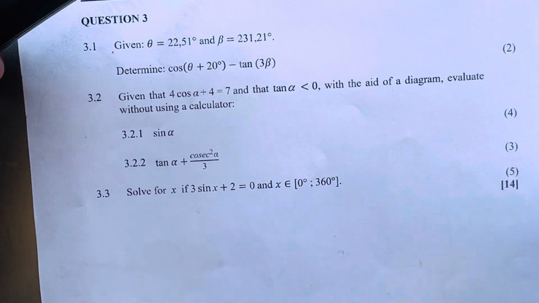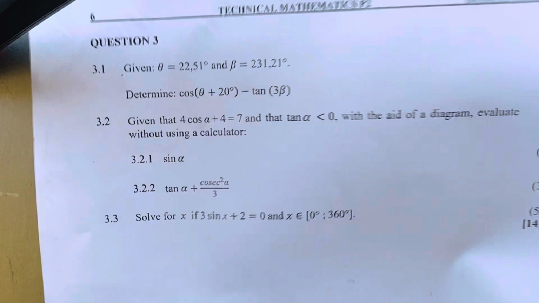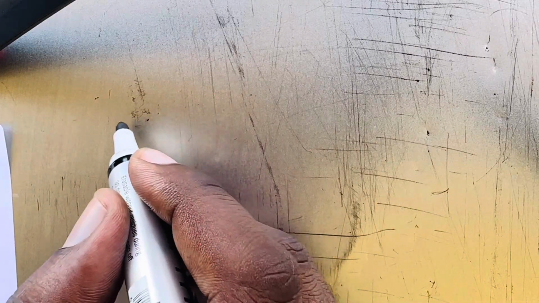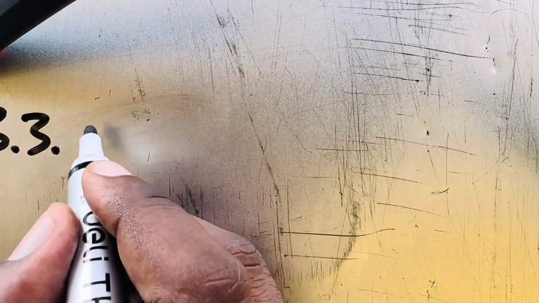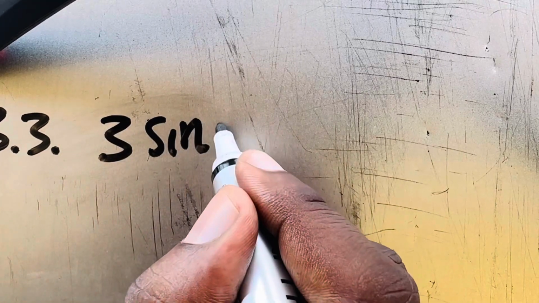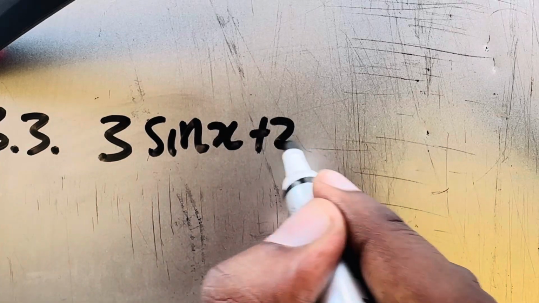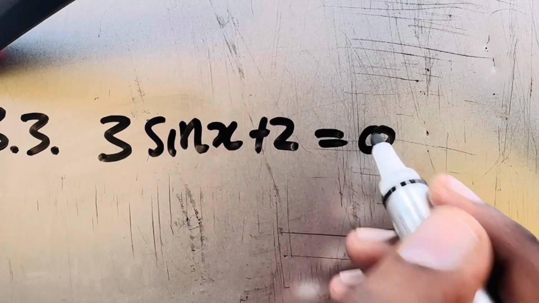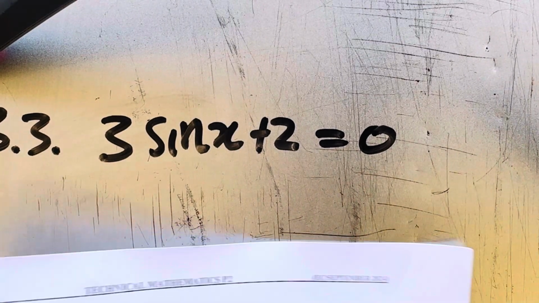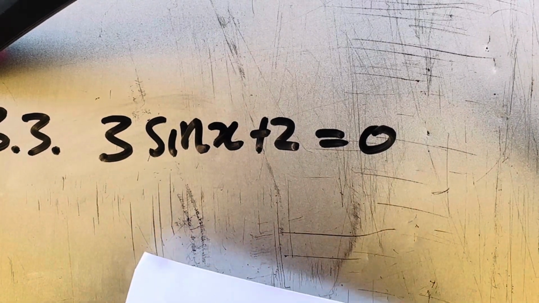So now we'll be focusing on 3.3. Let me just write the question. We are given 3 sine of x plus 2 equals 0. And then we are given a restriction there, so we'll get to the restriction when we get to the final answer.